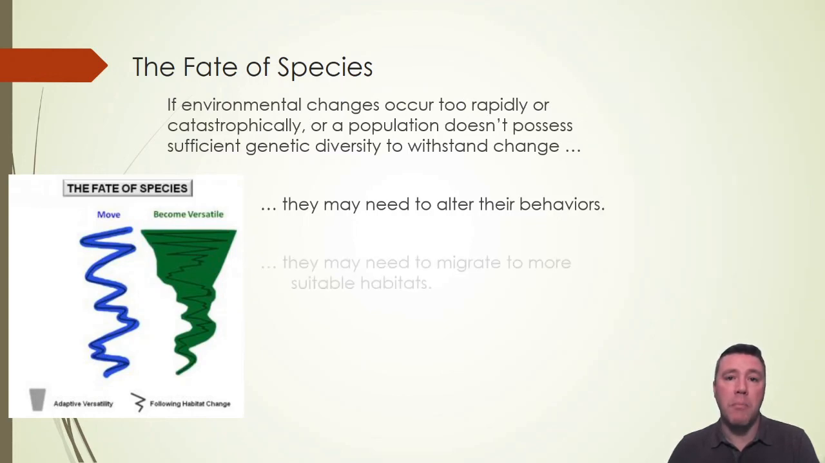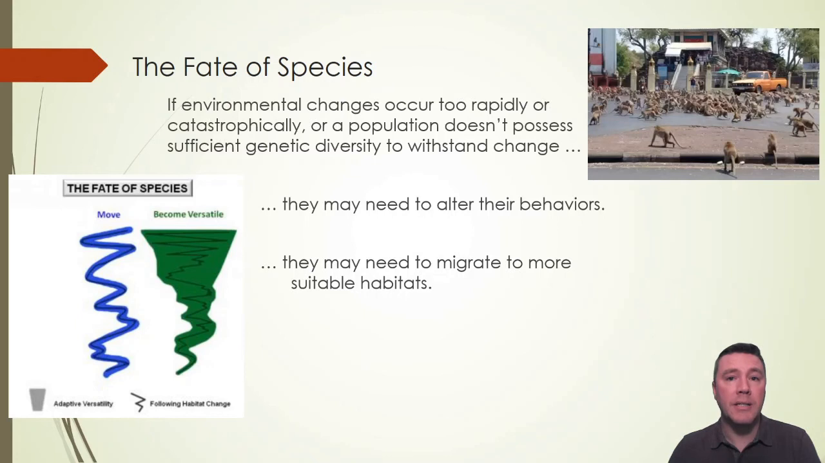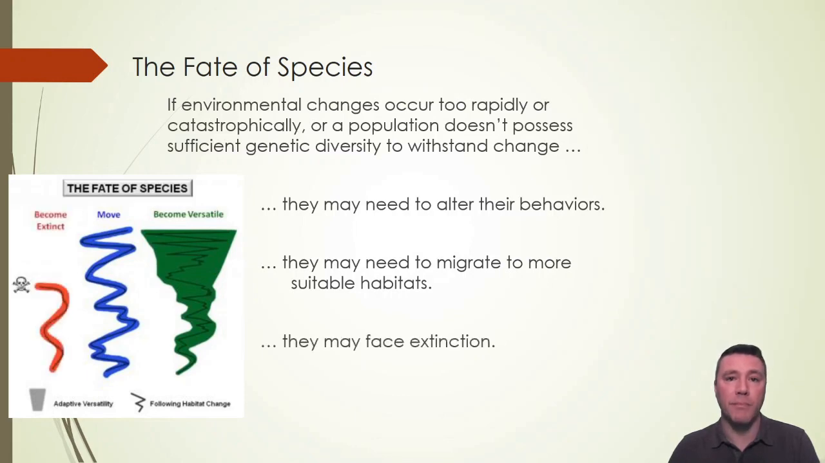Populations might also have to migrate in search of more suitable habitats. As there is less and less Arctic sea ice to hunt from, polar bears are migrating farther south in search of food. The city of Lopburi in Thailand was overrun by monkeys, shown here in June of 2020, as the city encroaches on their forest habitat and they search for food. But if altering behaviors or migration aren't feasible or possible, a third outcome exists: extinction.